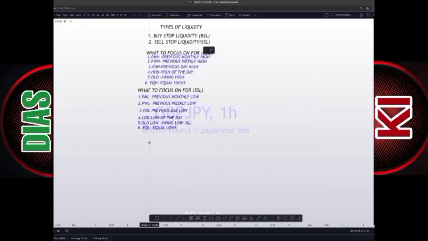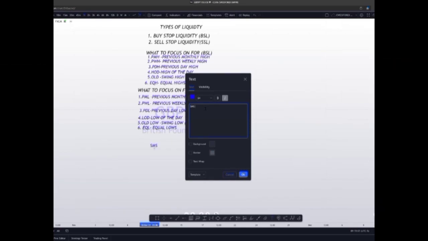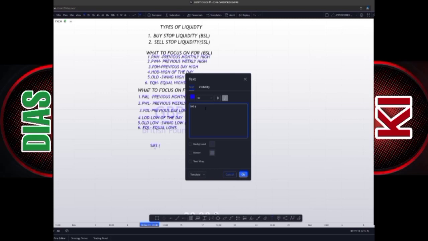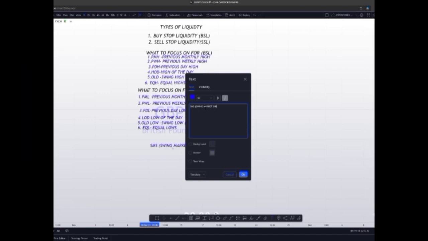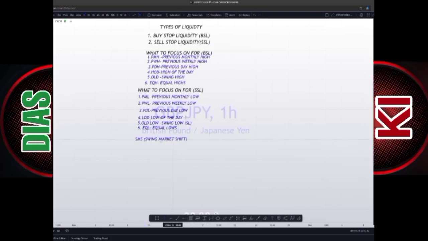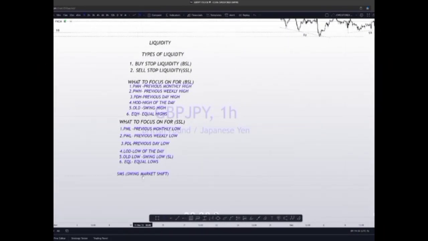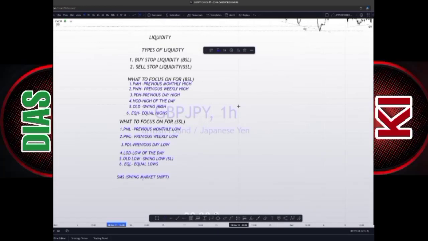Market shift. That one applies for both. Swing market shift, SMS. Have the swing market shift. So this one applies for both. You can have it here, you can have it here, both in the bearish market and the bullish market. This will show you that the direction of the market, or the trend, is changing in the market.